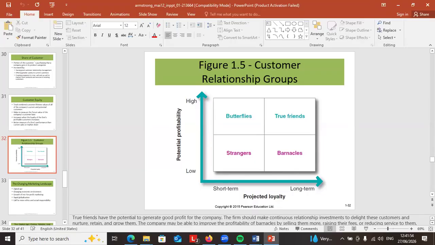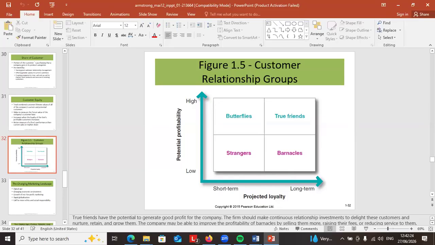Then we have the true friends. They have the potential to generate good profit for the company over time. This is because they are characterized by high potential profitability and long-term projected loyalty. The firm should therefore make continuous relationship investment to not only satisfy but delight these customers and nurture, retain, and grow them.